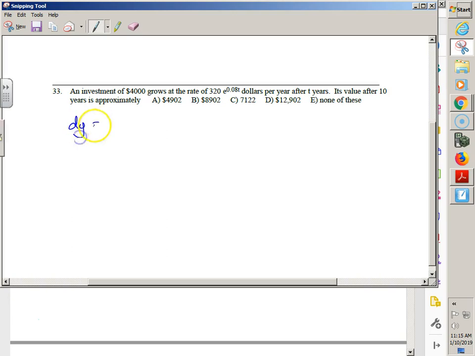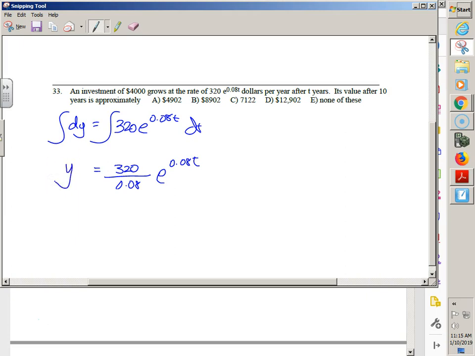You could do dy is equal to 320 e to the 0.08 t dt. You would end up with 320 over 0.08, right? Because your u would be that, du would be that, and divide it. Yeah, plus C. And then you would end up plugging in when t... Oh, sorry. u is equal to 0.08.